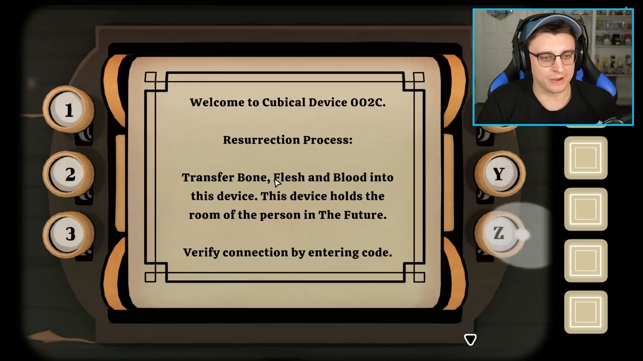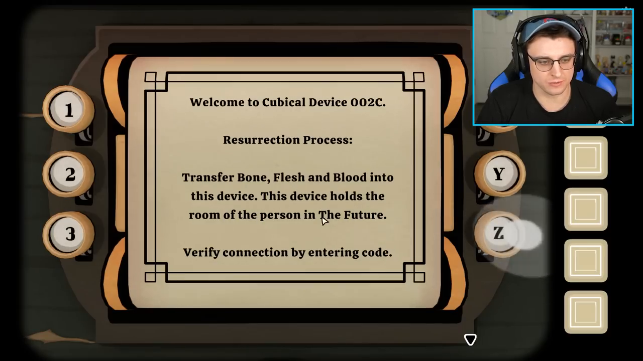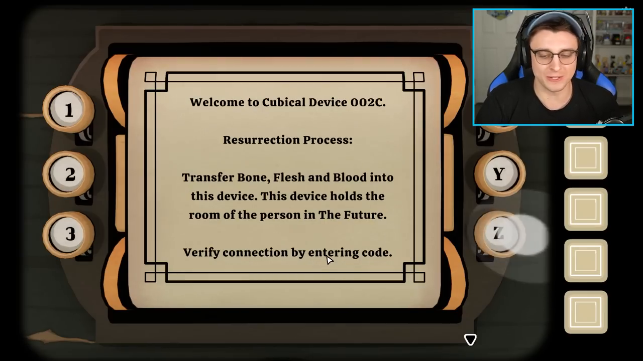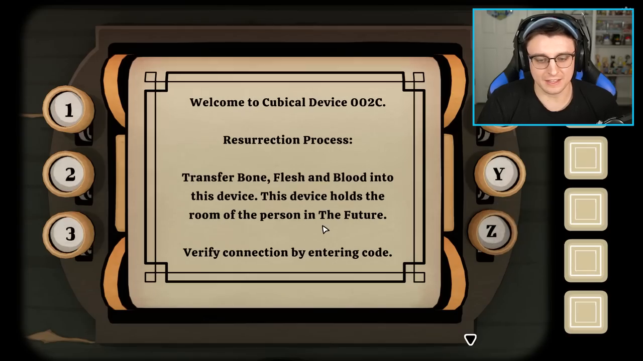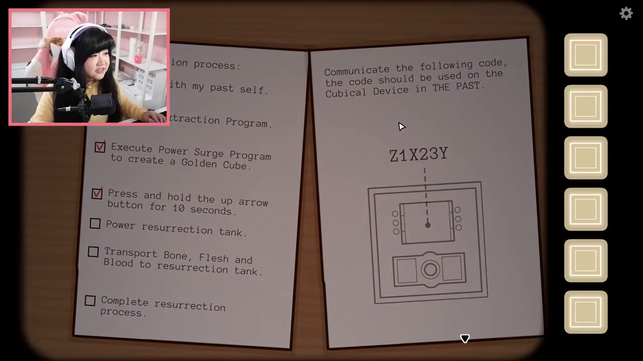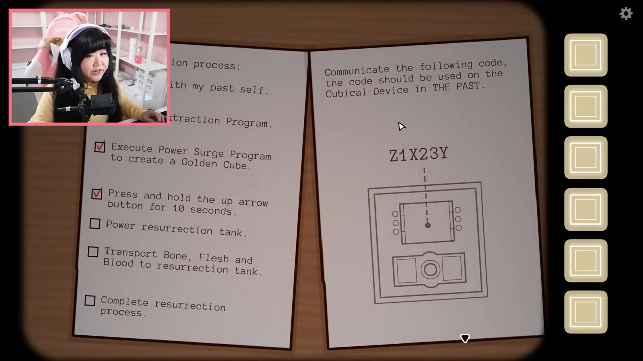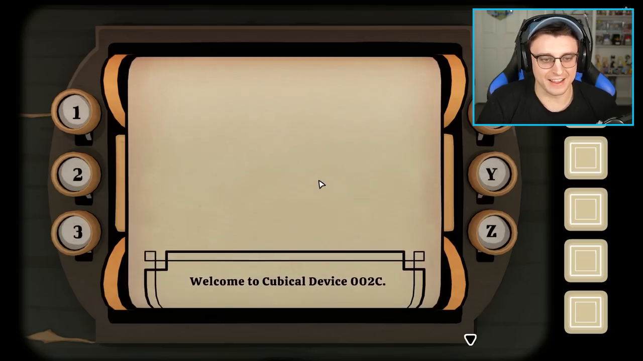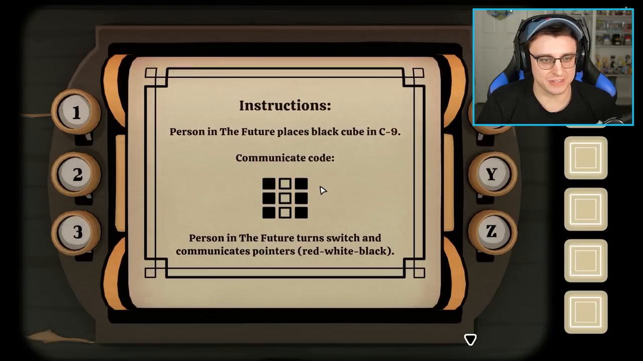Okay, before you read me the code, I have something that says, welcome to cubicle device 002C resurrection process. Transfer bone, flesh, and blood into this device. The device holds the room for the person in the future. Verify connection by entering code. All right, what's the code? Letter Z. Got it. Number one. Got it. X. Got it. 2, 3, Y. All right, it's maneuvering. It's doing something.